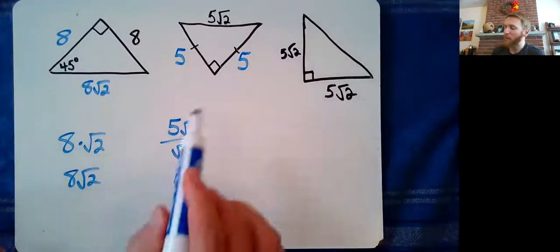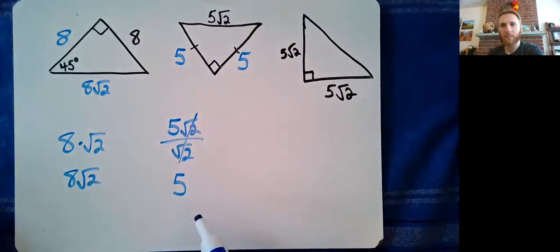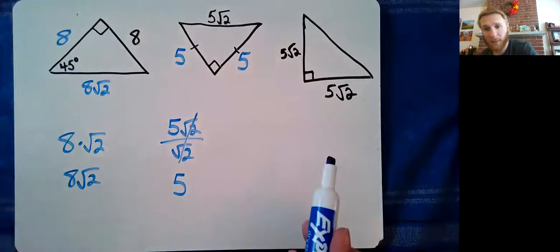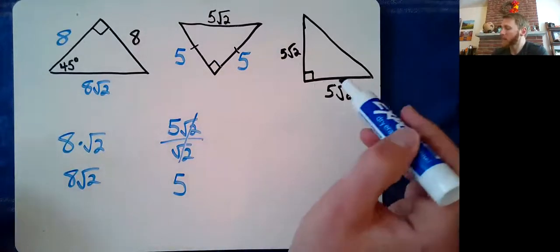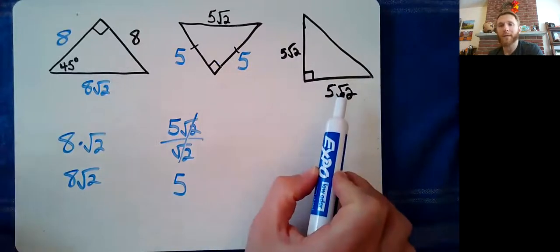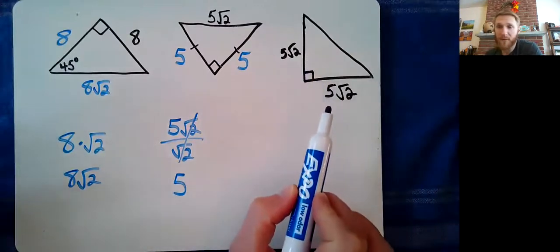Check back at the end and always see, does it follow that pattern that the legs are the same? The hypotenuse is that times root 2? It does. Cool. The third one has a little trap in it, so don't fall into it. Here I'm given, again, a right angle, and the two legs are exactly the same, so I can deduce that it's a 45, 45, 90.